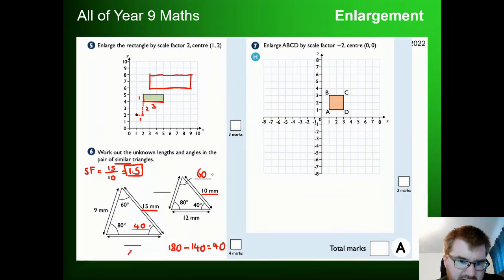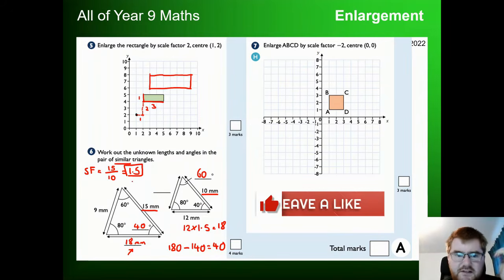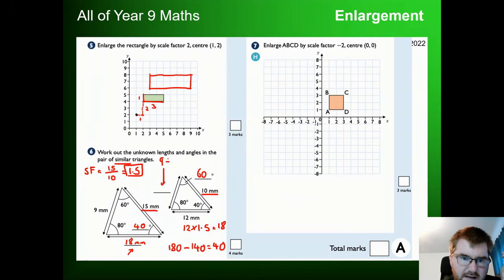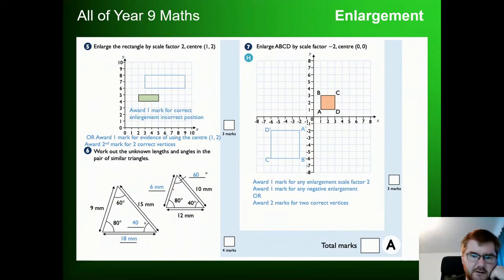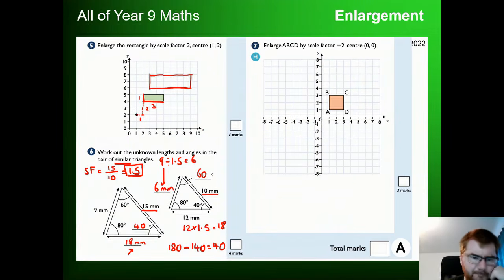So let's work out this side first down the bottom. So we take the 12 and then multiply by the scale factor because we're going from small to big. That's going to give us 18. So 18 at the bottom. And then to work out this one, we're doing the opposite process because we're going from big to small. So for this one here, we're going to do 9 divided by 1.5, which is equal to 6. So this will be equal to 6 millimeters. You can see the answers there.